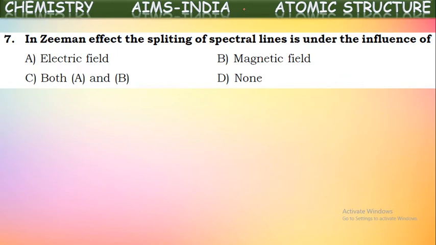There we say Bohr could not explain the splitting of spectral lines in the presence of magnetic field and electric field. So these were later discovered and identified by the scientists Zeeman and Stark. In honor of their names, they are called Zeeman effect and Stark effect. The splitting of spectral lines in the presence of magnetic field is called Zeeman effect. The splitting of the spectral lines in the presence of electric field is called Stark effect.